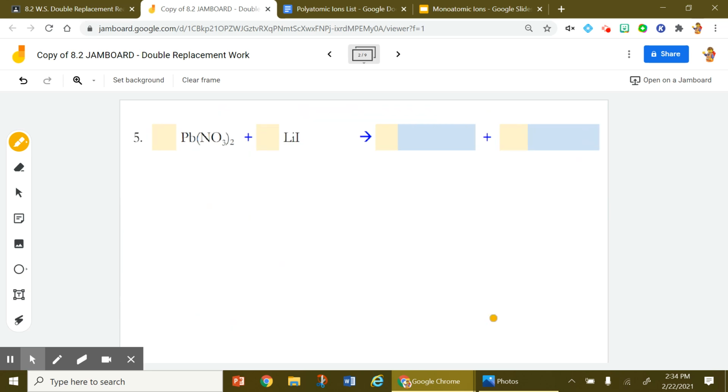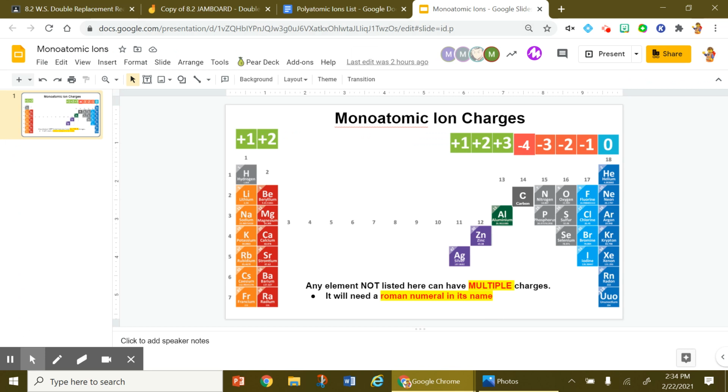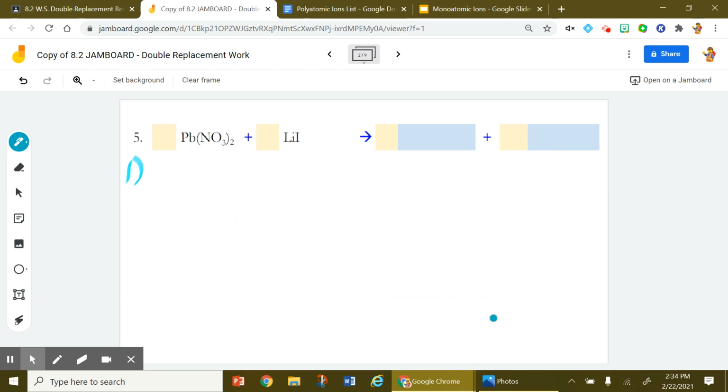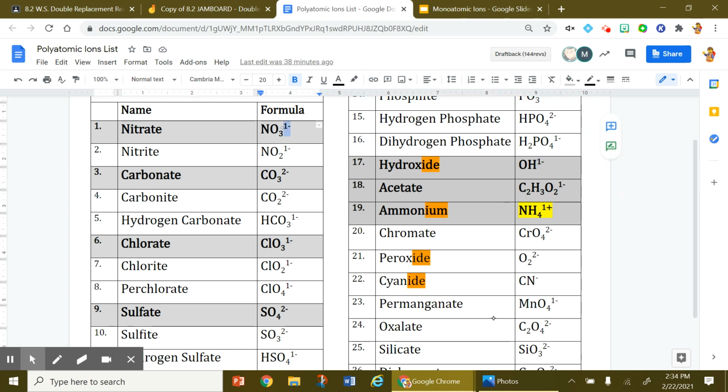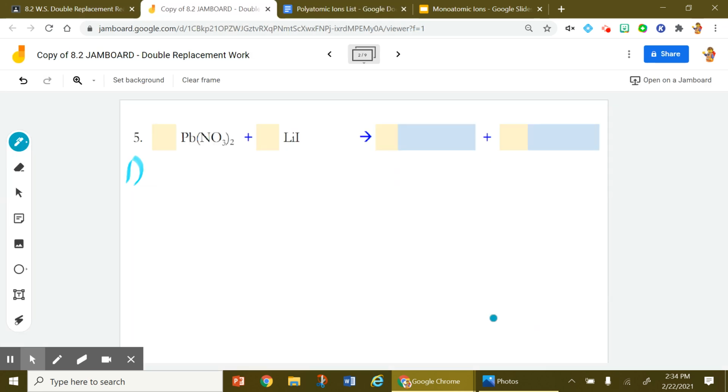So Pb(NO3)2 plus LiI. The first step is always, let's write down the charges of the ions involved here. Now, Pb, let me go to the monoatomic ion sheet. And, oh snap, lead is not here. It should be right here, but lead is one of those ions that could have multiple different charges. So we can't tell just by looking at this what the charge is, but we know it's bonded to a nitrate, an NO3. Nitrate has a -1 charge. So this nitrate is 1 minus.